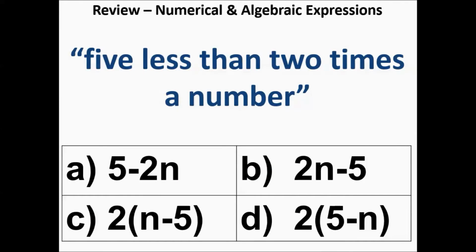Five less than 2 times a number. As soon as I see 5 less than, that means something minus 5, and it's 2 times a number. It's going to have to be choice B. The bottom two choices would both be 2 times the difference of, so those wouldn't be allowed in this to work.